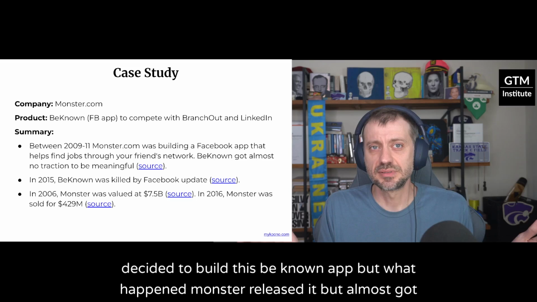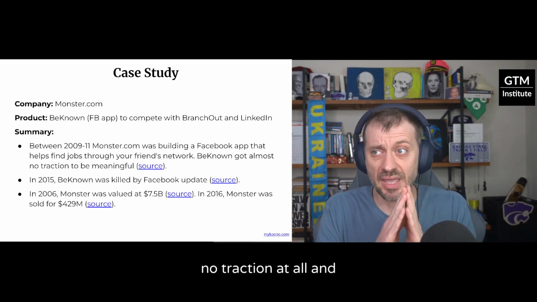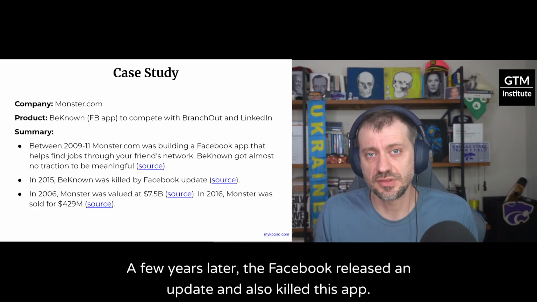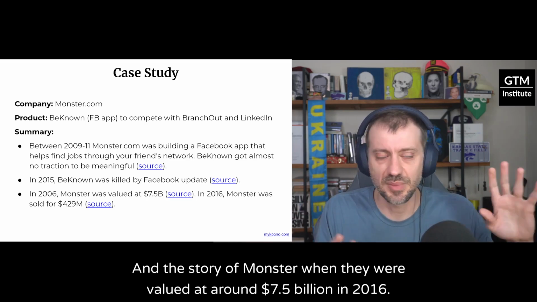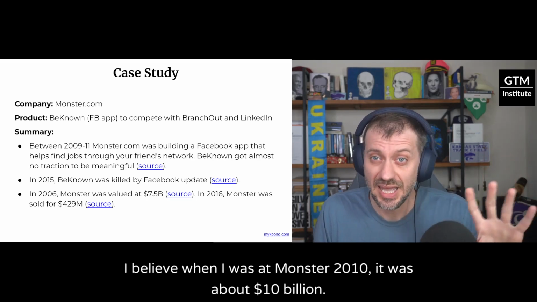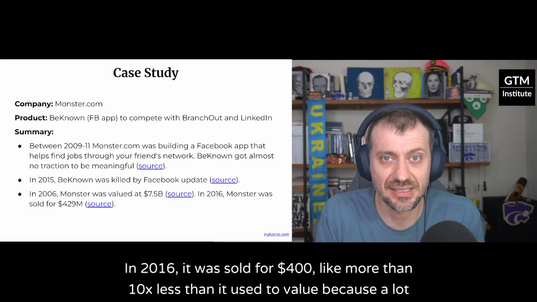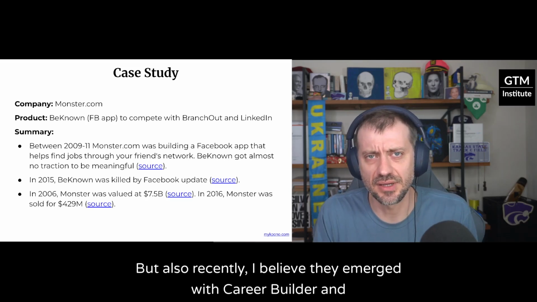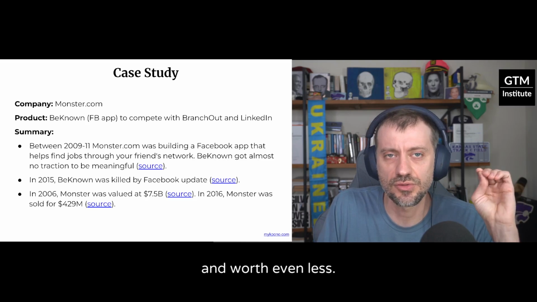But what happened? Monster released it, but it got almost no traction at all. A few years later, Facebook released an update and also killed this app. And the story of Monster: when I was at Monster in 2010, it was valued at about $10 billion. In 2016, it was sold for around $400 million, more than 10x less than it used to be valued, because a lot of the business was taken by LinkedIn. But also recently, I believe they merged with Career Builder and are worth even less.